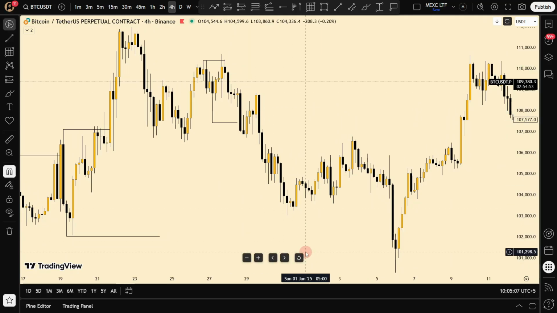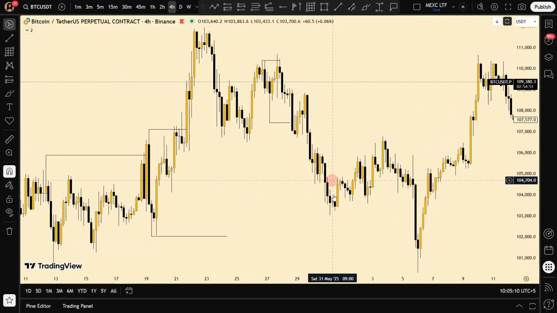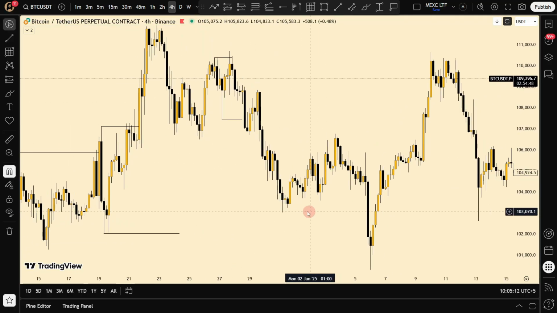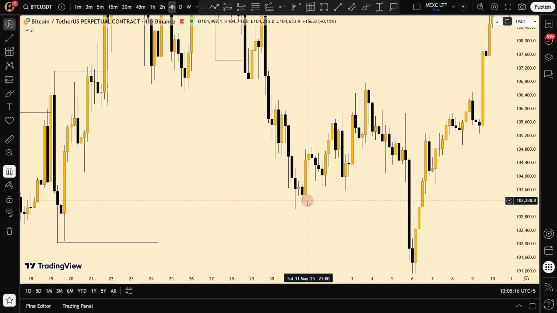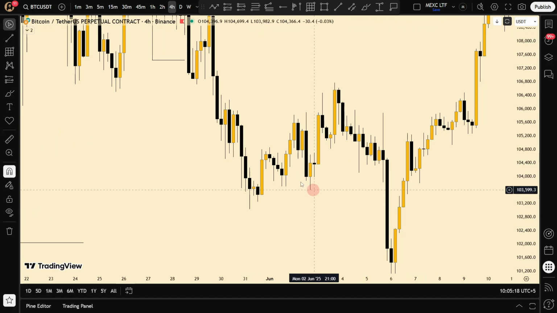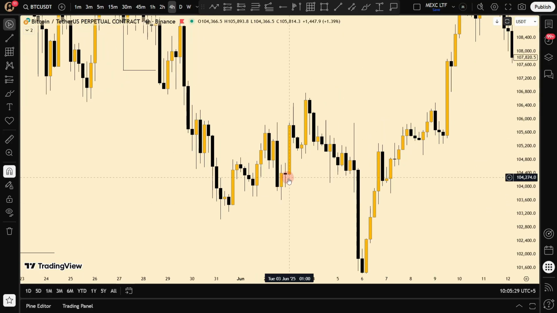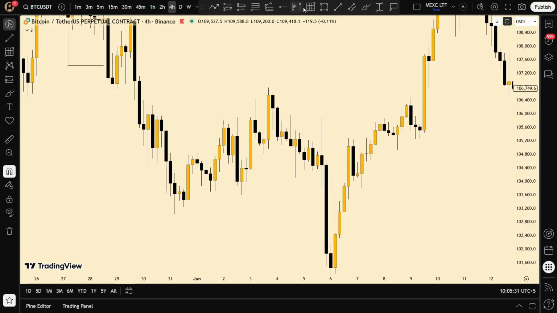You have to mark your structures right, and then you will see that price does this on every level. Obviously, it will fail in some examples, but once you understand more, learn more, you will see that it works more often than not.